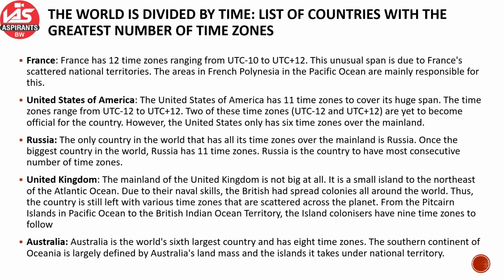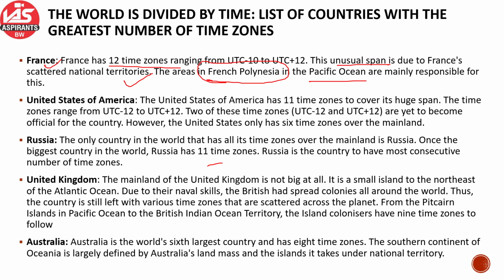Okay, so the world is divided by time. So which are the countries with the greatest number of time zones? The first one is France. France has 12 time zones, okay? And why is this unusual span? That is because of France's scattered national territories. So I told you France does not have 12 time zones on its mainland, right? It has 12 time zones, including some areas in French Polynesia which are present in the Pacific Ocean. We'll see later here. They are mainly responsible for such huge time zones.